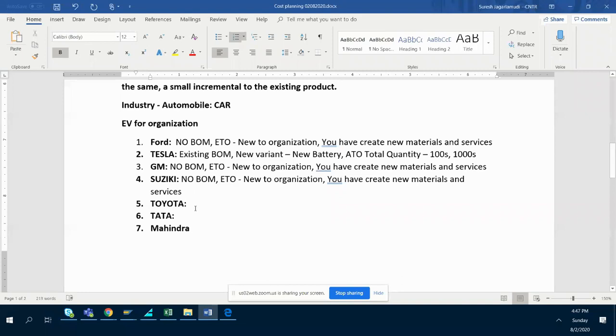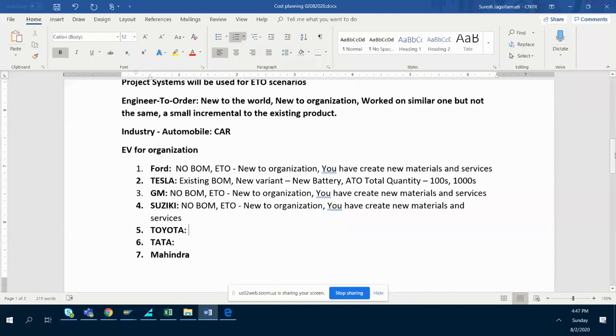Hyundai, now tell me, what is it that you have to consider now? Already Hyundai is there, but it is not released. We'll come to that one. Mahindra also is an interesting case. Now I'll come to that one. Now tell me, for Toyota, what is it that we have to do?